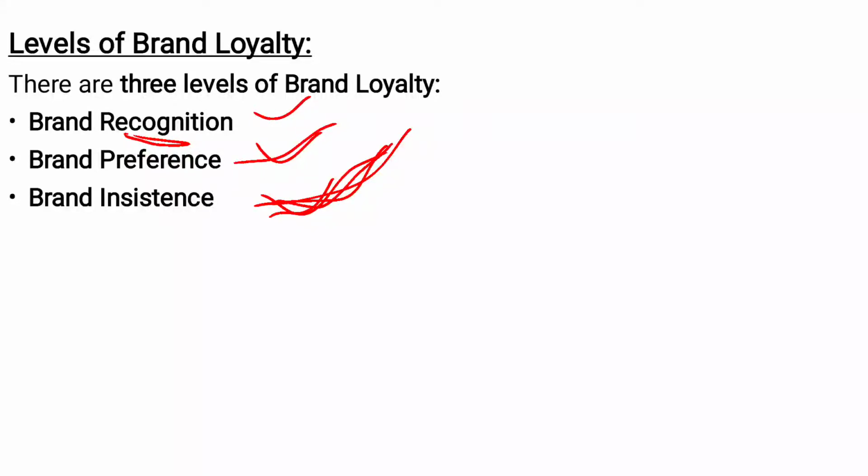Means in the first step, brand recognition, the company must advertise the product and make the customers identify the product. Then brand preference: once the customers have identified it, they are satisfied, so they start to prefer or buy the product. But there is a chance that the competitors may attract them. So for that reason, the company must establish brand loyalty in a strong way. Brand insistence is the last level in brand loyalty, where the consumer is not attracted by any competitor's action. They continuously purchase the particular brand. So these are the three levels of brand loyalty.